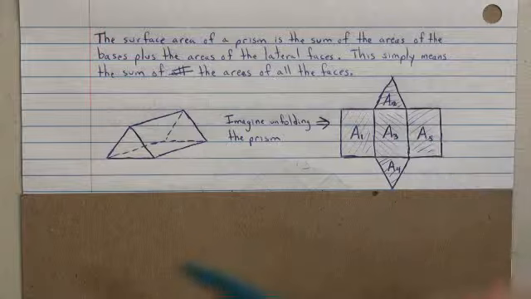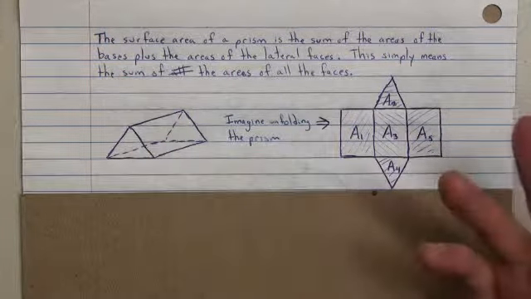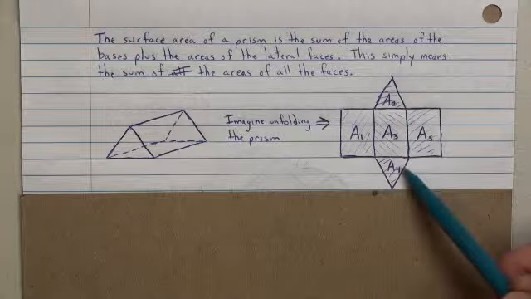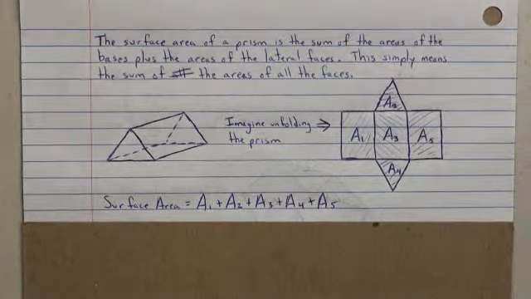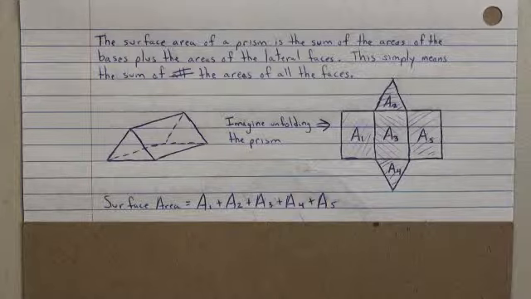And to find out the surface area, all we do is add up all the areas. So we would do A1 plus A2 plus A3 plus A4 plus A5. All right. So that's the surface area. You just add up all of the areas.